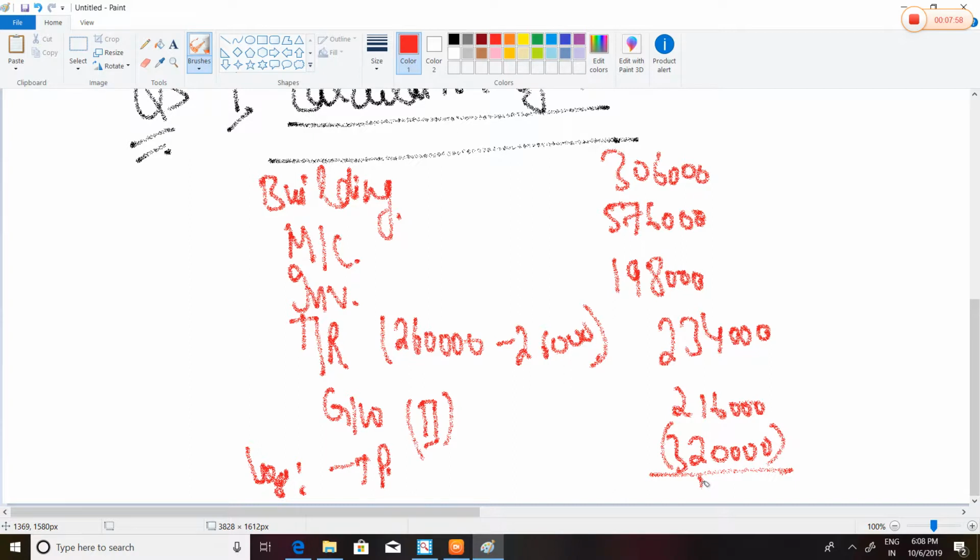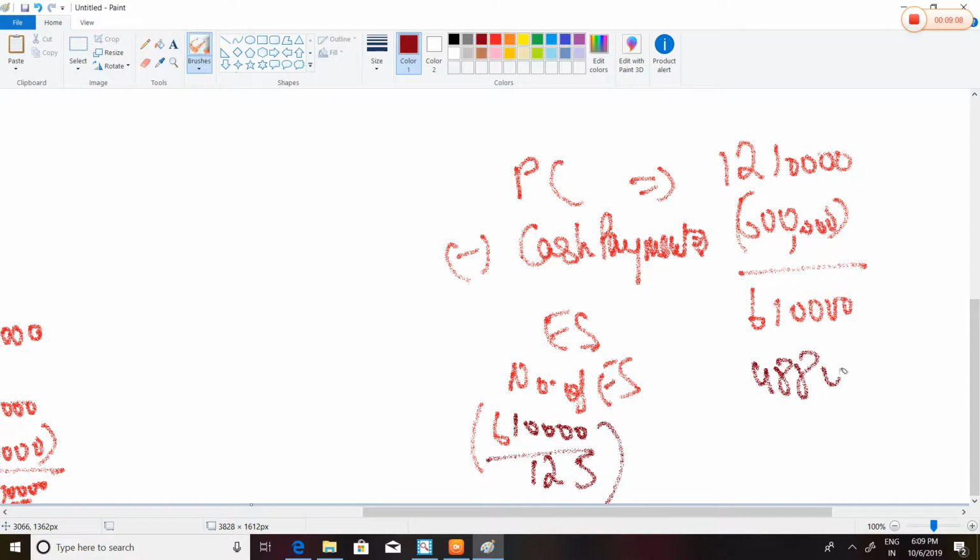Then number of equity shares: how many are issued? Just note it down. 6,10,000 divided by 125 comes out to be 4,880, and equity share capital is 4,880 into 100. That comes out to be 4,88,000.